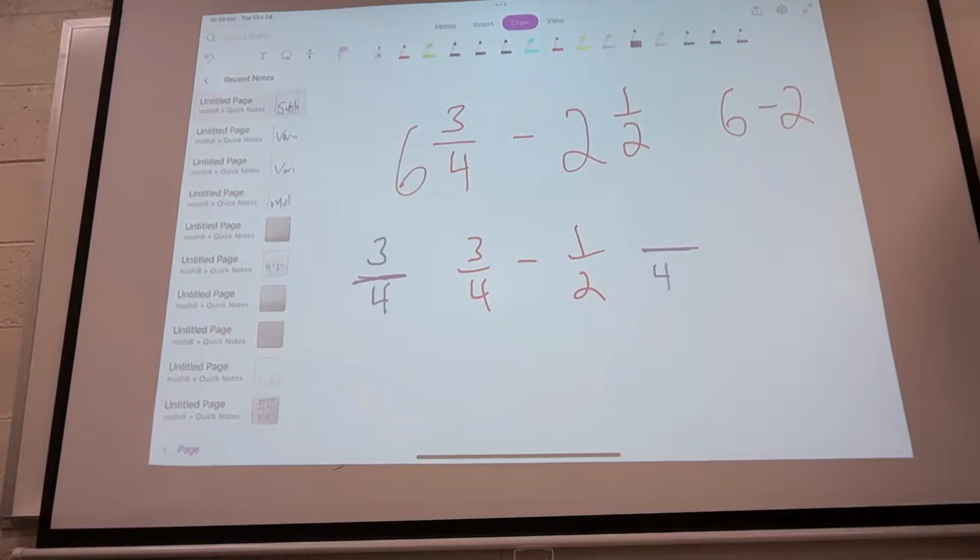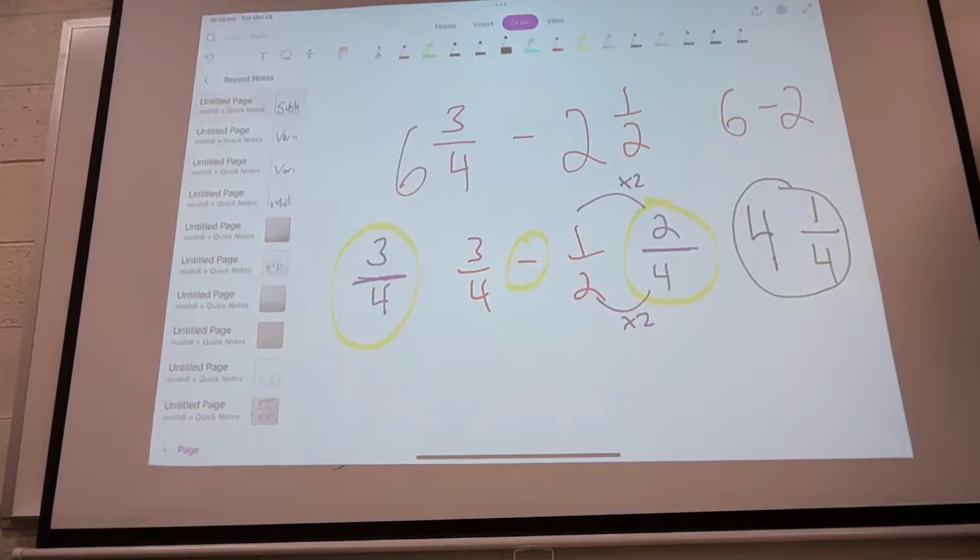Keep that one. 2 times 2, so 1 times 2. So I have 3/4 minus 2/4 is 1/4. 6 take away 2, 4. 4 and 1/4. 4 and 1/4. So what do we got?